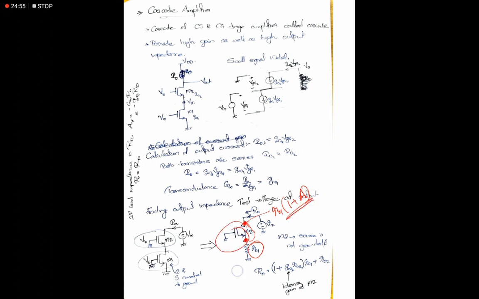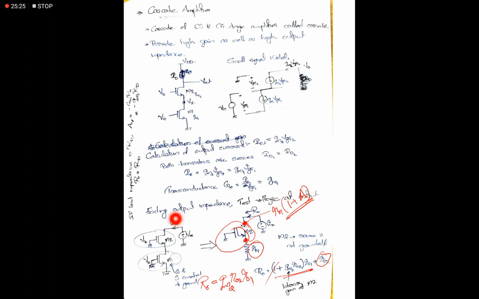For this gain here we consider only GM2, but in the practical case the body effect will be there, so GM2 plus GMB2 also. So R0 is 1 plus GM2 R02, R01 plus R02. Compared to this R0, this will be a huge quantity, and this one we can neglect. We will get the effective R0 as nothing but GM2 R02 R01.